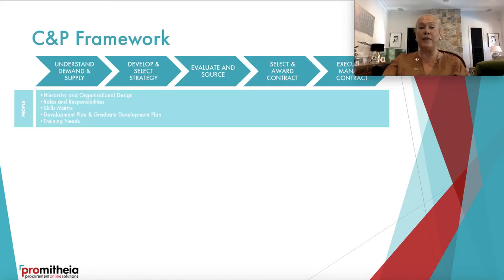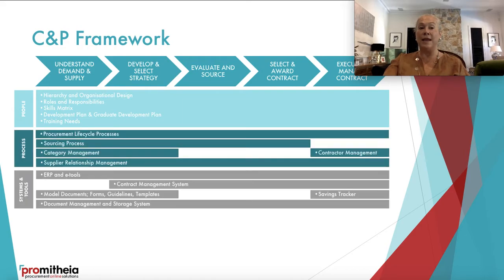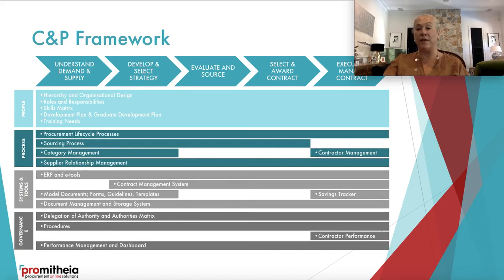So the C&P framework goes from understanding the demand from the business to executing main contract management. Now, this is the very simple way of designing a fit-for-purpose procurement function, and that's what we do at Promethea Procurement by supporting your business.